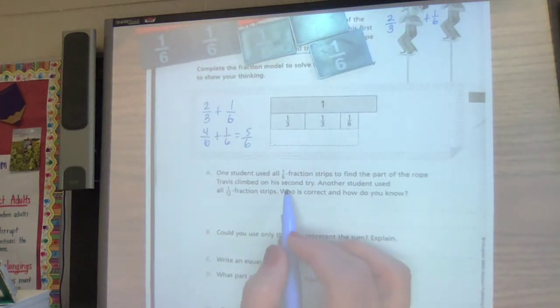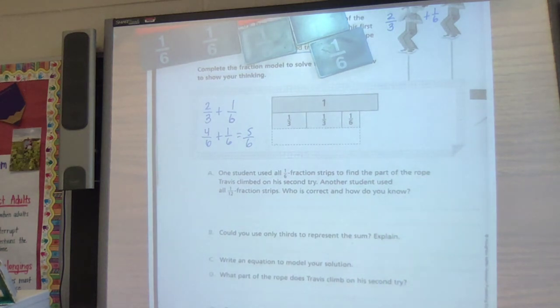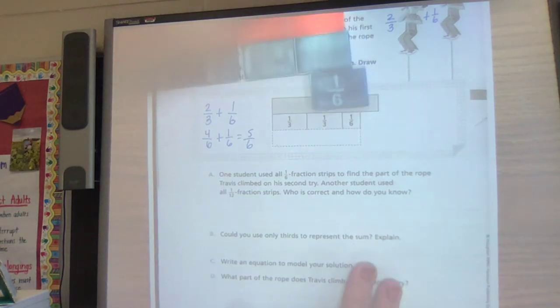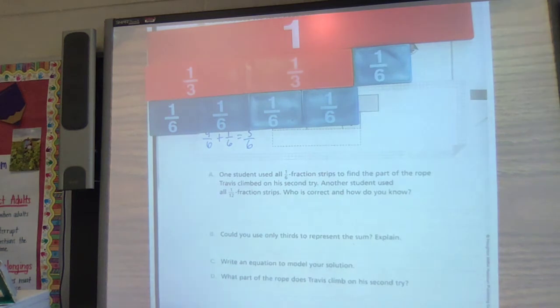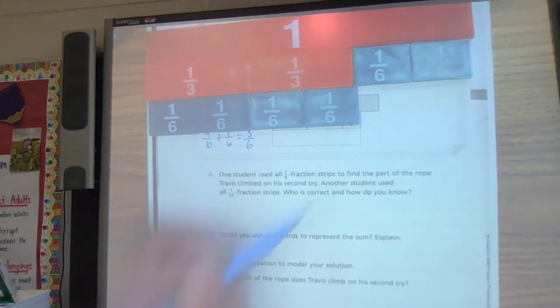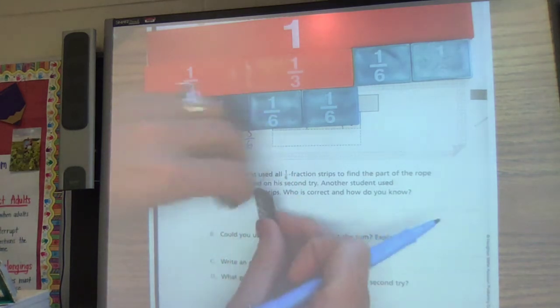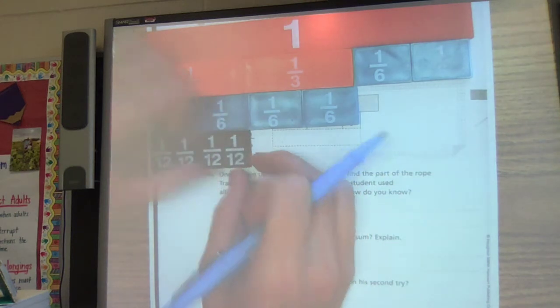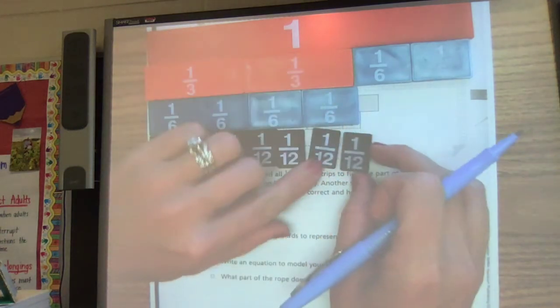One student used all his 1/6 fraction strips to find the part of the rope Travis climbed on his second try, and another student used all 1/12. Who is correct, and how do you know? All right, let's look back and see what it's saying. One student used all the sixths, and one student used all the twelfths. Probably you're thinking, yep, 2/12 equals 1/6. So the one that would be correct would actually be both of the students.